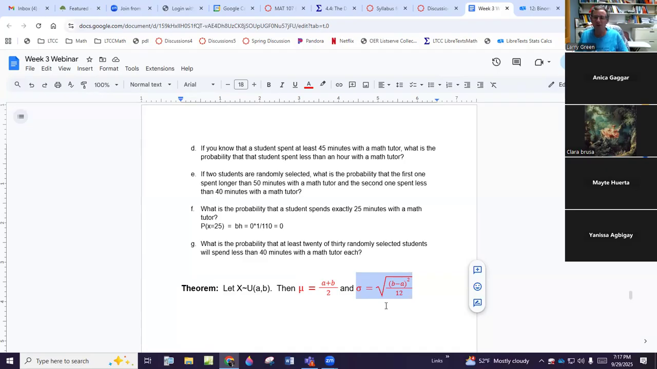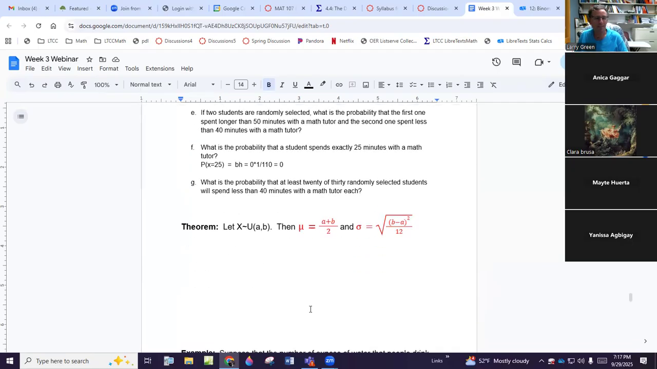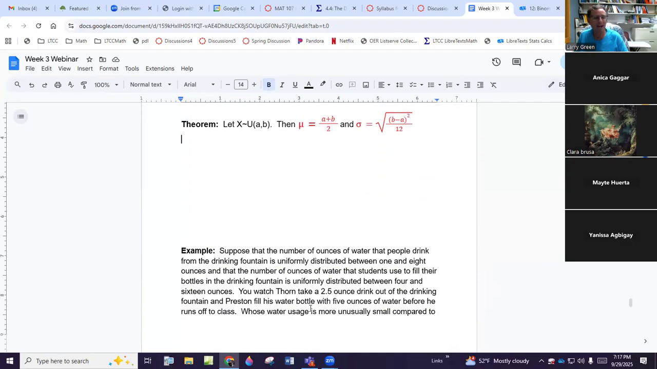Okay, and this is one of those where you trust it. I could prove it for you, but you would all be lost, or most of you would be, anyone who hasn't had calculus. But it just is. So it's a formula. Any question on this? All right. So now here comes an example.